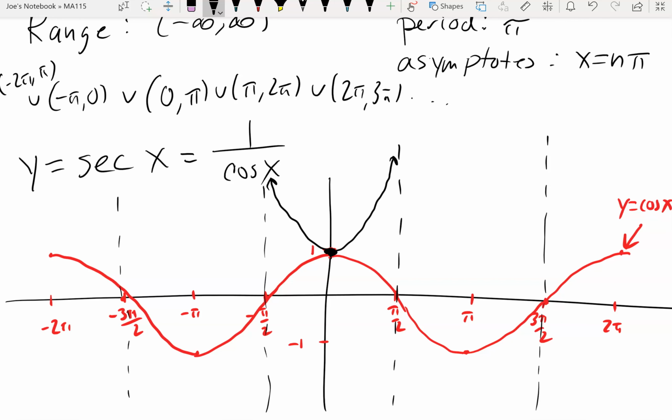Let's look over here. If cosine is -1, what does secant have to be? Also -1, right? 1 over -1 is still -1. And again, we have to get close to both asymptotes, so we have to go downward. And then up here, it would be up again. So the black graph is the one that we're interested in. I only drew the red graph in as a help, right?